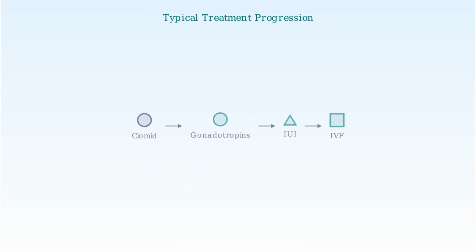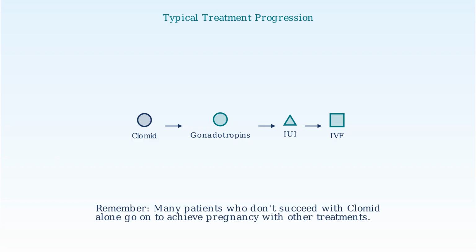Fertility treatment typically follows a progression from less invasive to more complex options. It's important to remember that Clomid is often just one step in a fertility treatment journey. Many patients who don't succeed with Clomid alone go on to achieve pregnancy with other treatments. Work closely with your fertility specialist to determine the best time to move on to alternative treatments based on your specific situation.